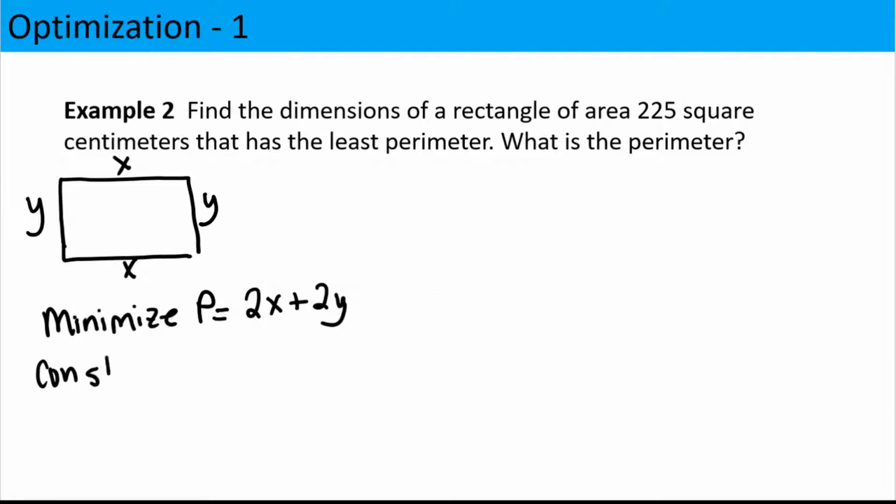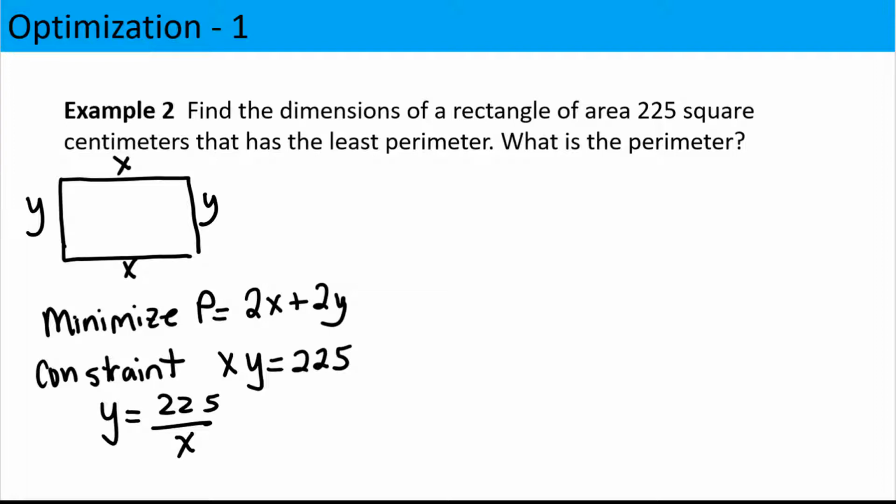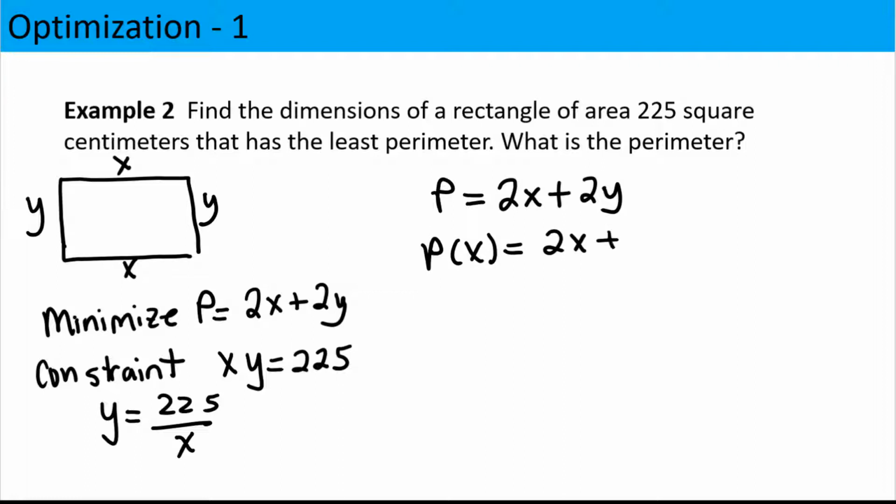A constraint given in the statement of the problem is that the area, which we know as x times y, is 225. Now we're going to solve for y, so we get 225 divided by x, and that's equal to y. We need our objective function in terms of one variable, so we'll take the perimeter, which we know as 2x plus 2y, and to make it a function of x, P of x equals 2x plus 2, and where the y was, we'll replace it with its equivalent x form, which would be 225 divided by x.